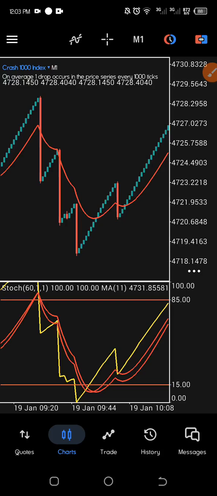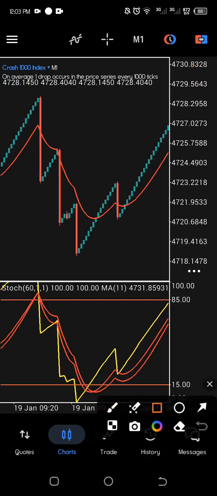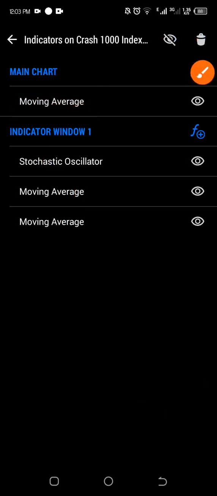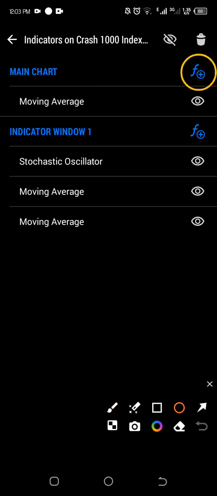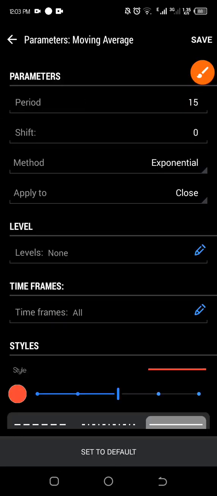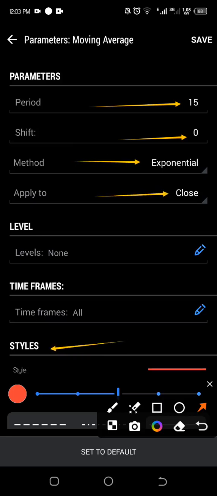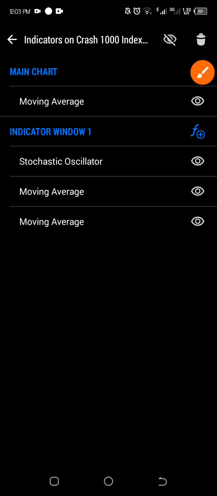So the first thing we have to do is just look at the settings. You click on this icon right here, you search. This is the indicator we are going to be using. Now the first indicator is going to be the moving average. And how do we add this up? We click on this main chart F plus, we search for moving average, and these are the parameters. Now the period is 15, shift is 0, method is exponential, apply to close, and for the style, use any color of your choice and click on save. So that is the first indicator we are going to be using.